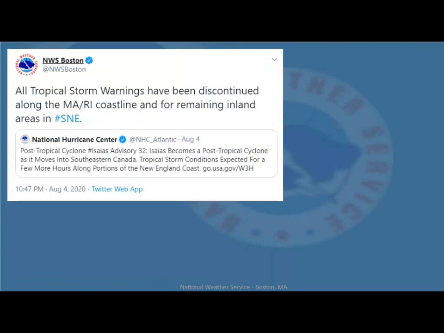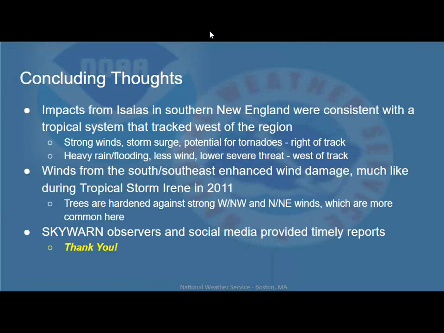And then this is just an image from our Twitter, just showing that once the storm had come to an end, we posted that we got rid of all of the tropical storm warnings and anything associated with the storm.